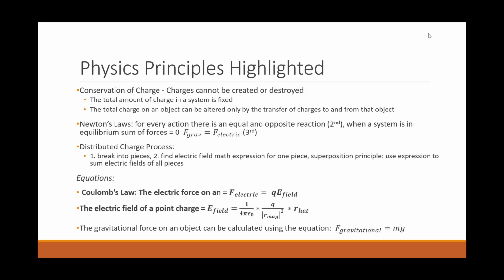Some of the equations used in this lab were Coulomb's law, the electric force on an object: F electric is equal to Q times the electric field at the object, Q being charge. The electric field of a point charge is equal to E field is equal to 1 over 4 pi epsilon times Q charge over R magnitude squared times R hat. The gravitational force of an object can be calculated using the equation F gravitational is equal to mg.